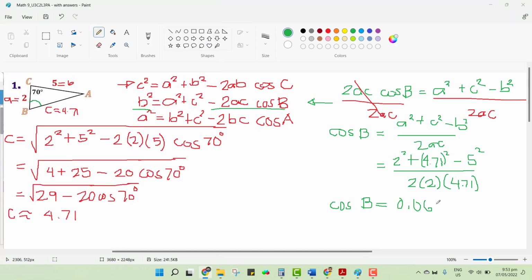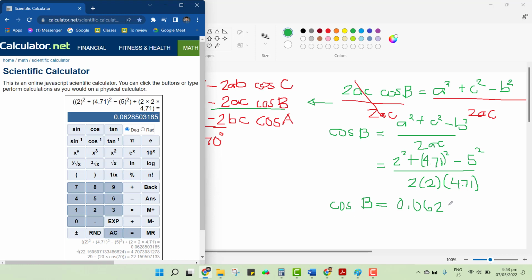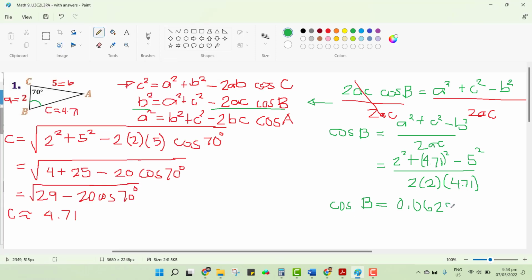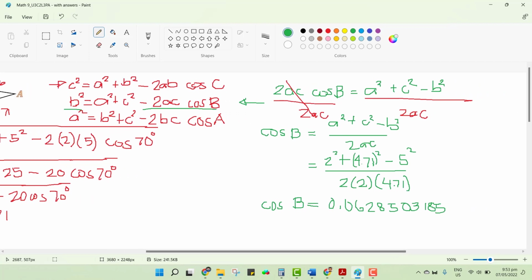0.0628503185, but I know that it doesn't end here. It's still cosine B. It's not yet angle B.